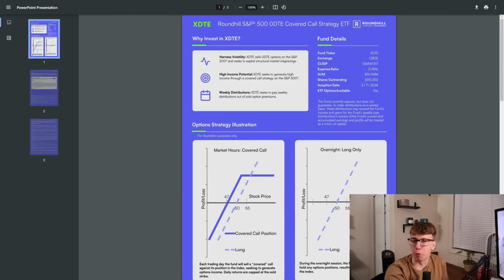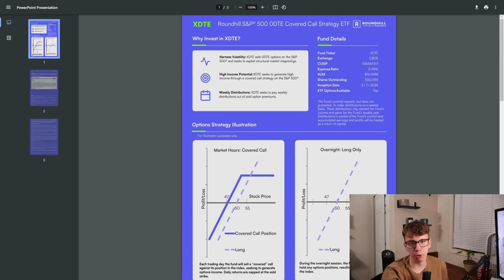We're going to hit the key points with XDTE and talk about why I think it's a very, very interesting fund. And they do have a new fund that's coming out apparently this month, RDTE. I'm not sure if it's trading yet, but it is going to be really, really interesting to see how that one performs as well.